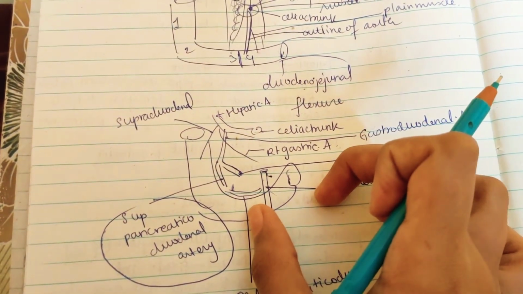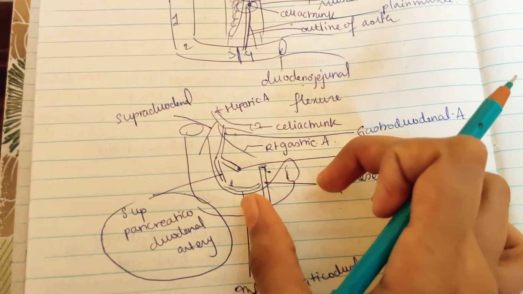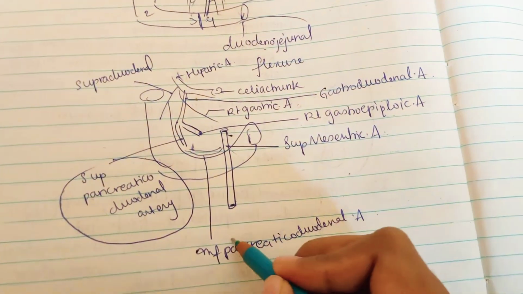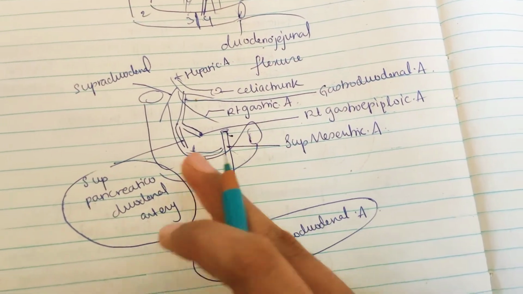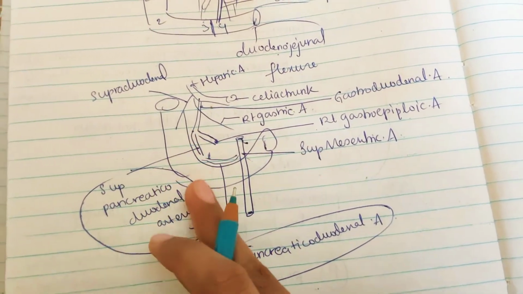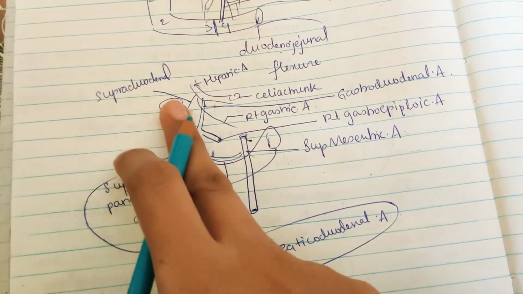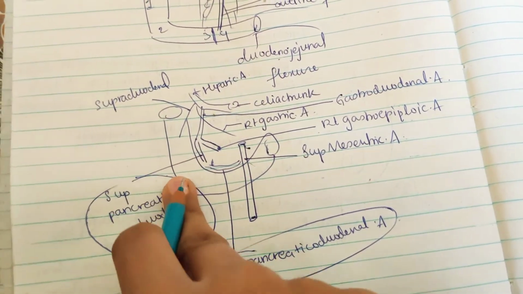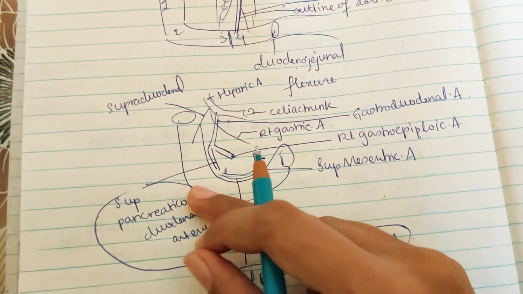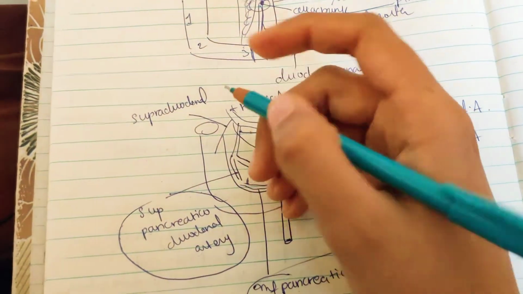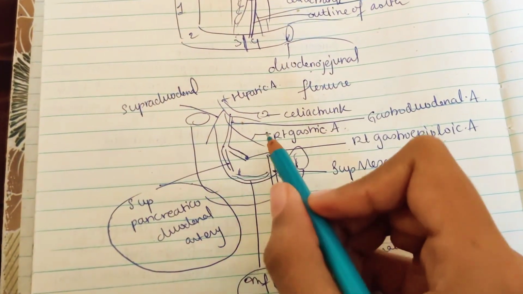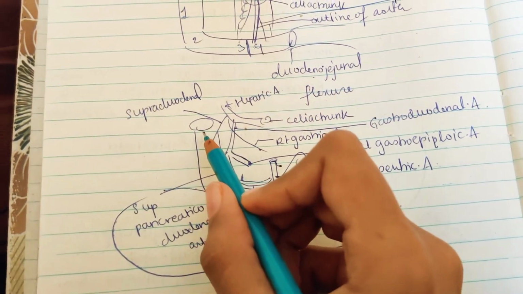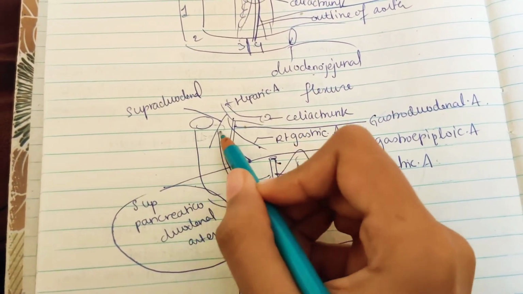Below it, it is in the midgut. The midgut part of the duodenum is supplied by the inferior pancreaticoduodenal artery. So this inferior pancreaticoduodenal artery supplies this part, and the superior pancreaticoduodenal artery supplies up to the foregut part. And next, the first part of the duodenum receives additional supply from the right gastric artery. So this right gastric artery also supplies the first part of the duodenum.